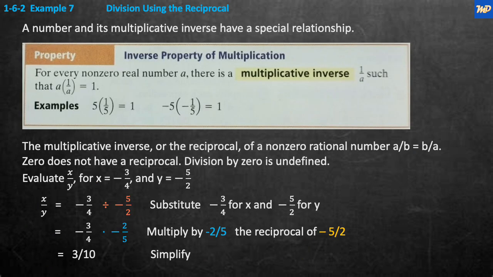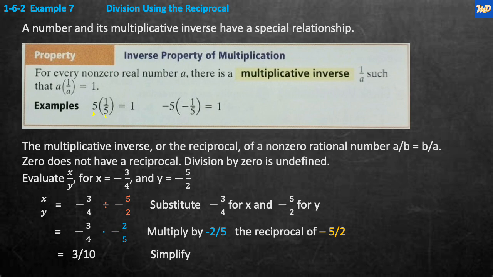Example 7, division using the reciprocal. Here's the property, inverse property of multiplication. For every non-zero real number, in this case a, there is a multiplicative inverse, 1 divided by a, such that a times the quantity 1 divided by a equals 1. So an example, 5 times 1/5 is equal to 1. Well, what happens, right? When you look at it, this 5 here gets divided by this 5, because 5 times 1 is 5, and 5 over 5 is 1, right?